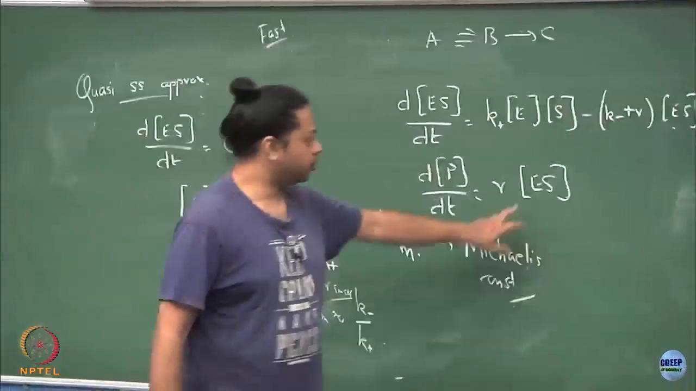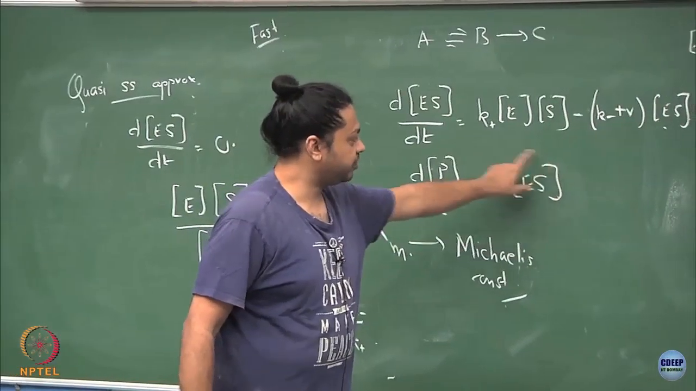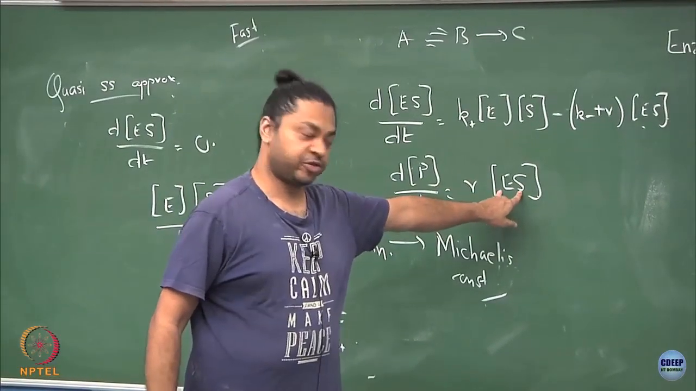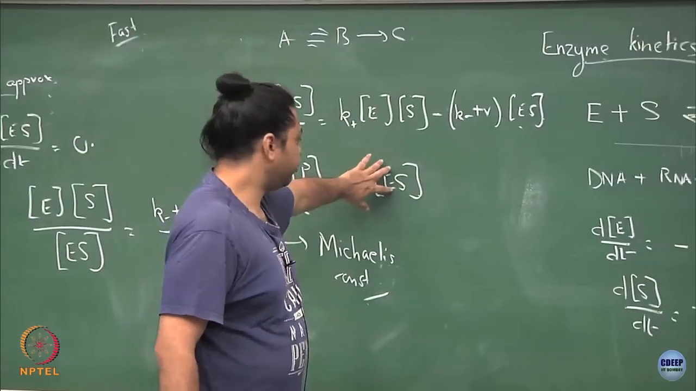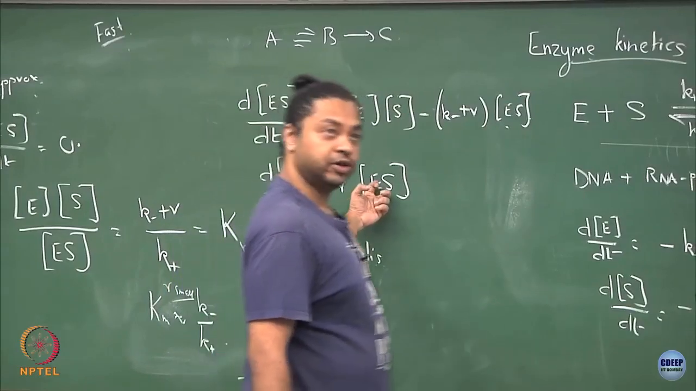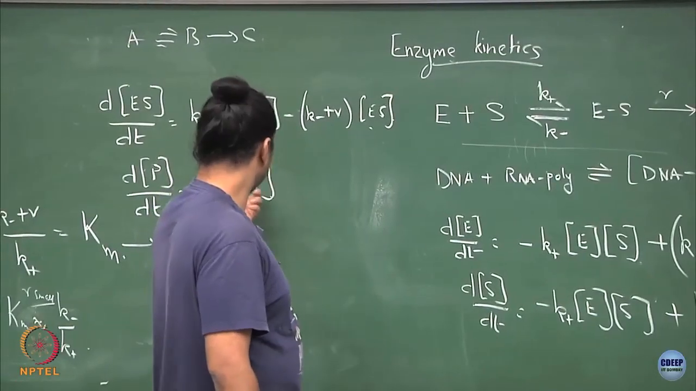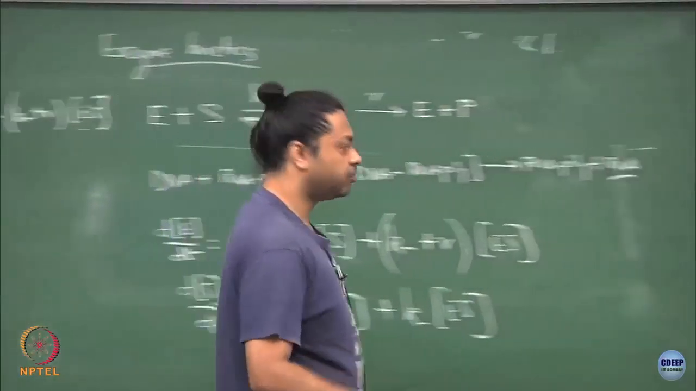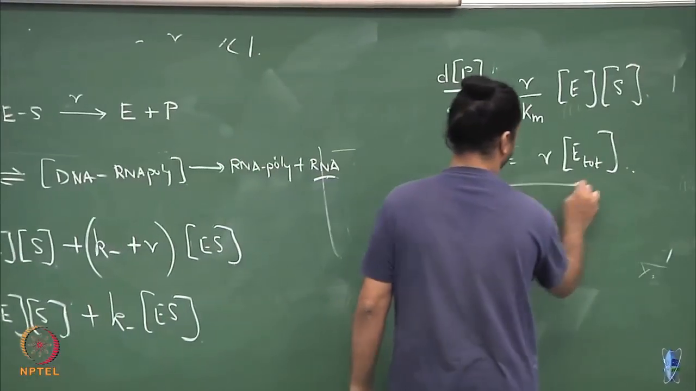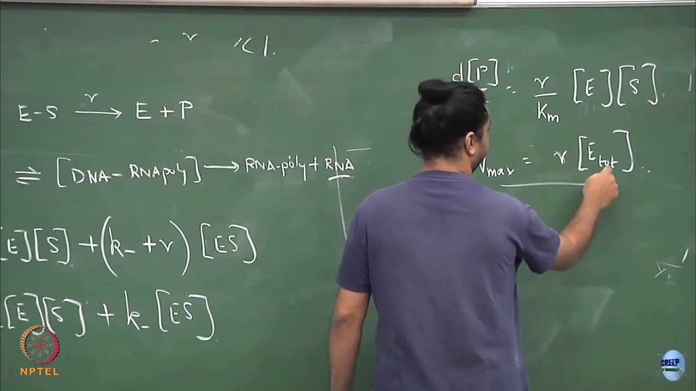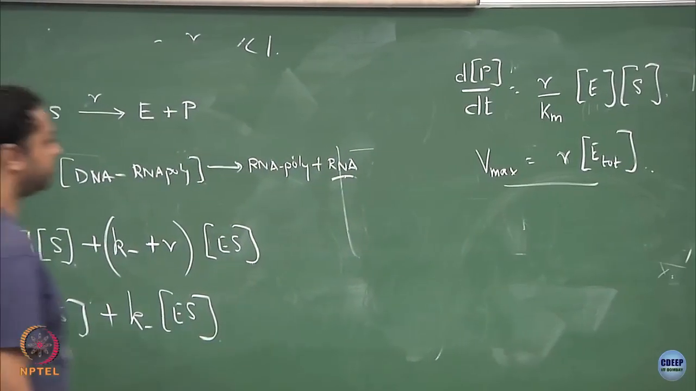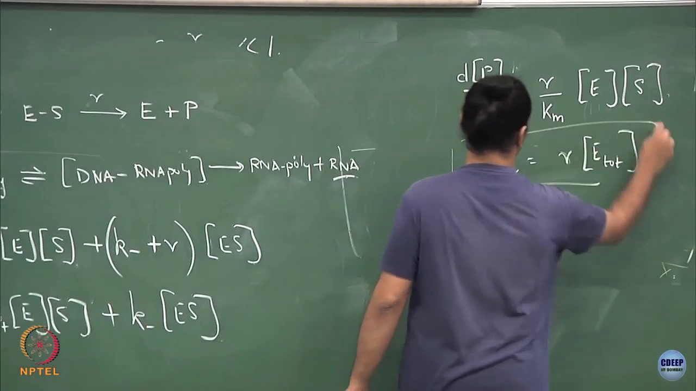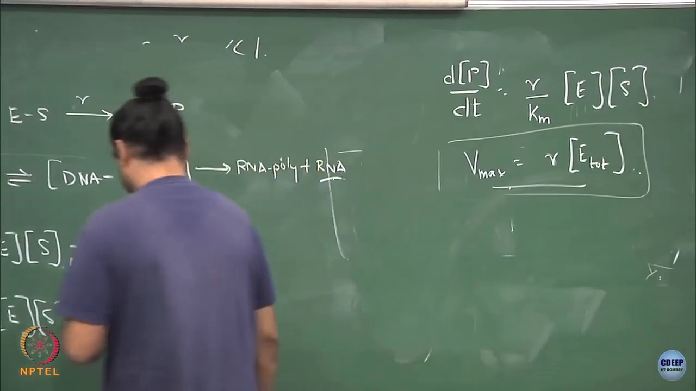So, I am looking at this dP/dt, it goes as R times the concentration of the enzyme-substrate complex. If all of my enzyme was bound to the substrate and available for this reaction, that would give me the maximum rate of this reaction. So, that is R times the concentration of the total enzyme that I have. This gives me the maximum rate of this reaction.